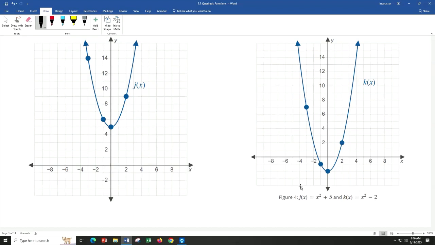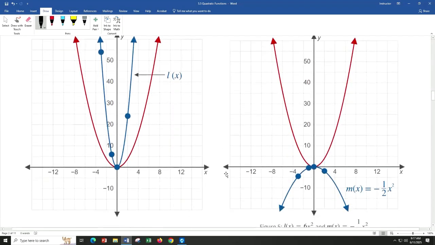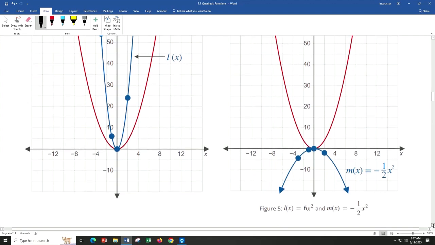You can make them wider. You can make them smaller. It all depends. Wider, that's your A. Look at it here. What's happening to the function when A is greater than 1? Right here. Is it getting wider? Or is it getting smaller? Yeah, it's getting kind of more skinny, isn't it?